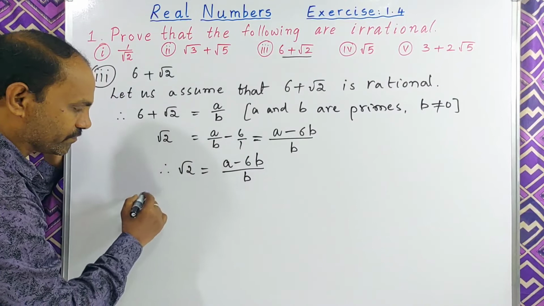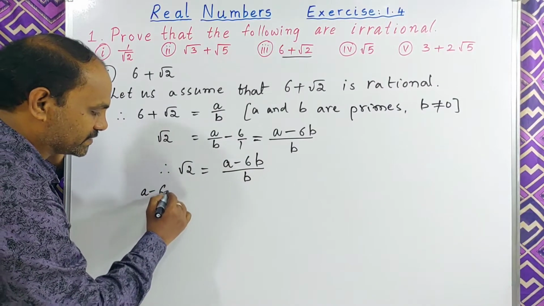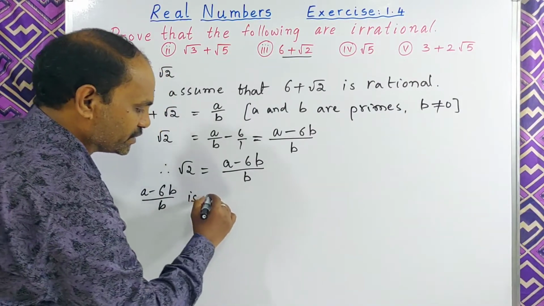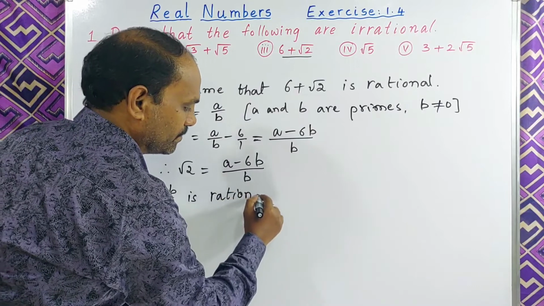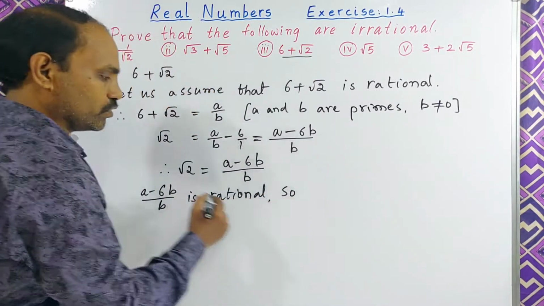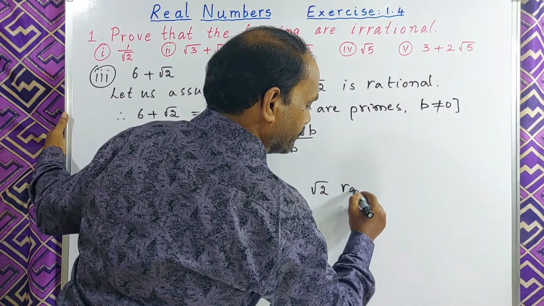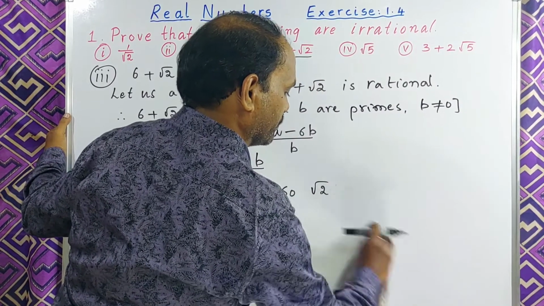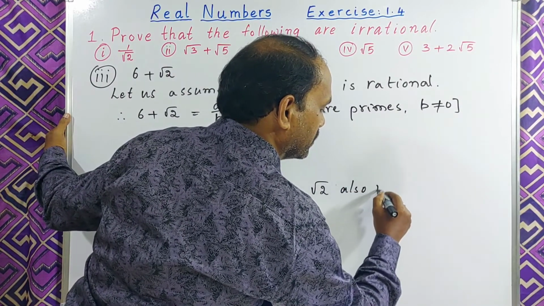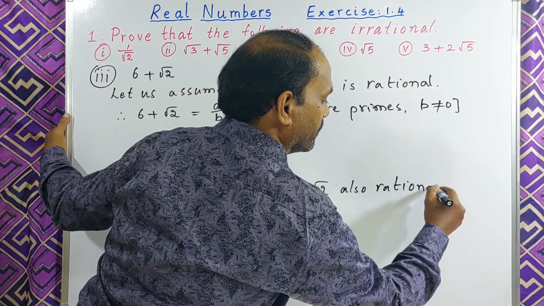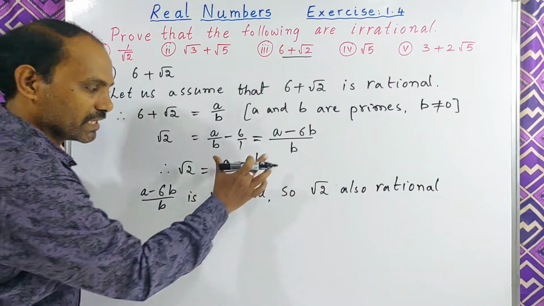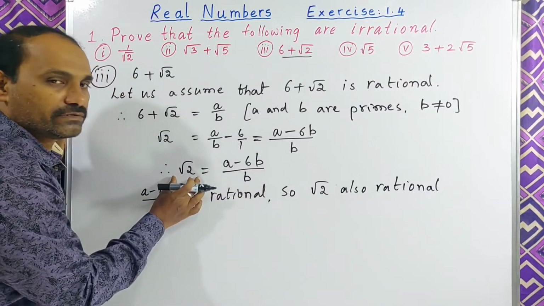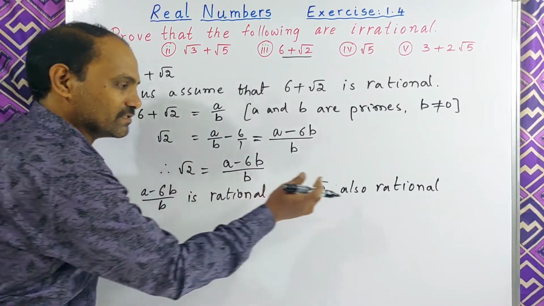Okay, a minus 6b by b is rational. So root 2 is also rational. Why is root 2 also rational? Because this one is rational, and this one is equal to root 2. This one is rational means this one is also rational. Is it? So root 2 is also rational.